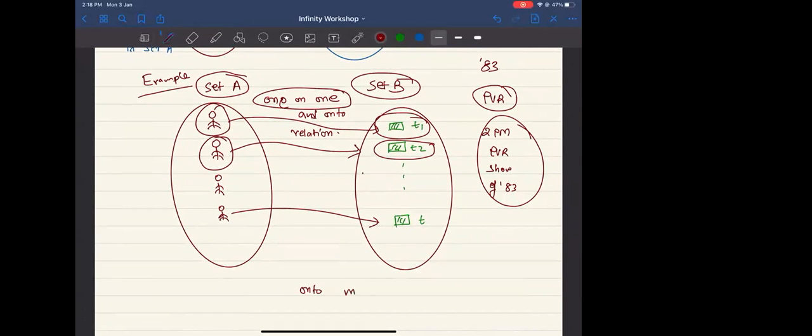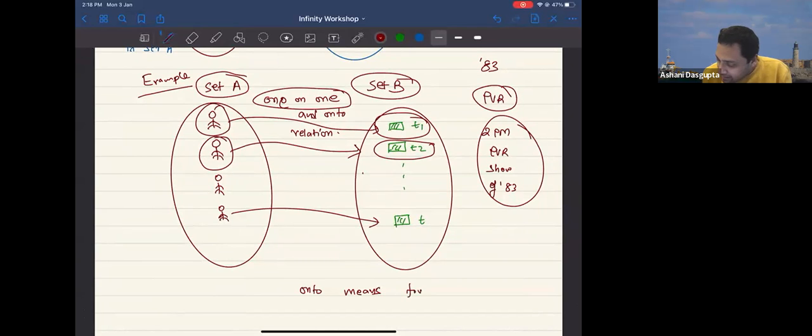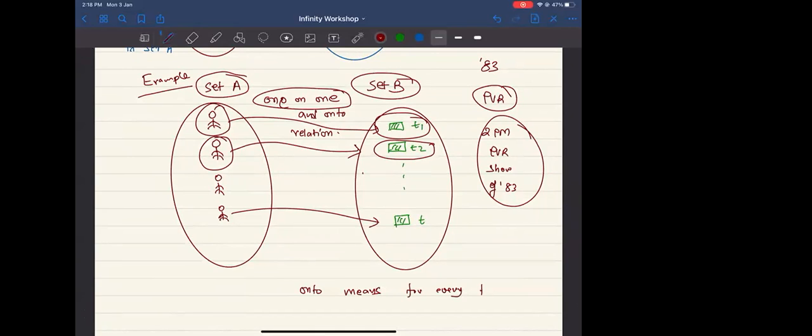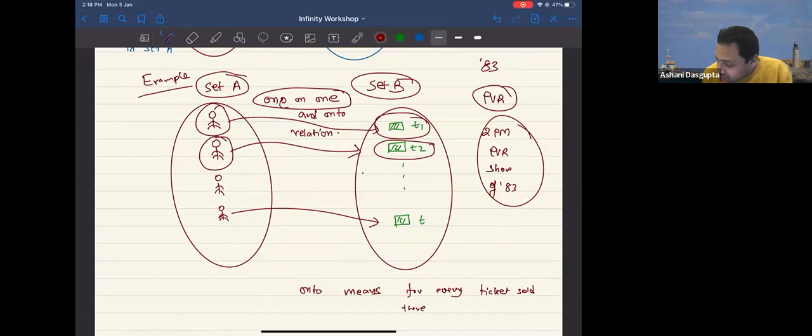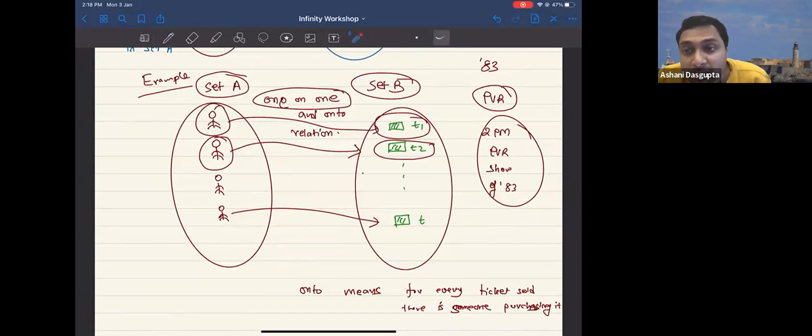So on-to means for every ticket sold, there is someone purchasing it. So if you look at a particular ticket which has been sold, there has to be at least one arrow coming to it. And since the map is one-on-one, exactly one arrow will be coming to it. So you understand the bijection principle immediately.